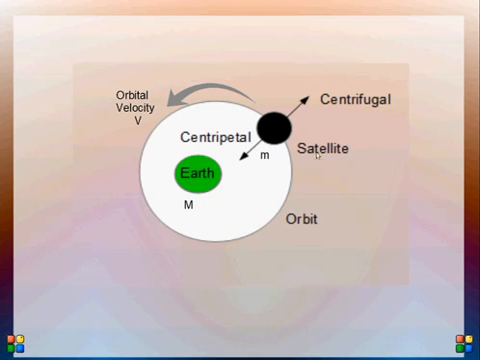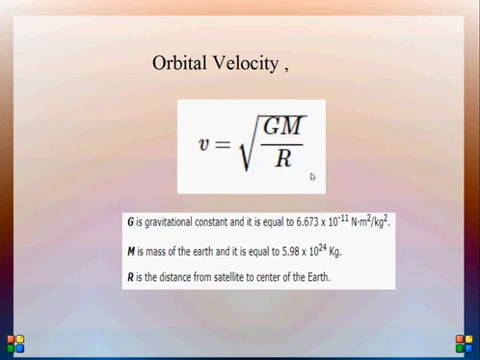And so by equating centripetal and centrifugal force, we can get the velocity of the satellite in orbit, which is given by V is equal to root of GM by r, where G is the gravitational constant, M is the mass of earth, r is the distance between satellite and earth.